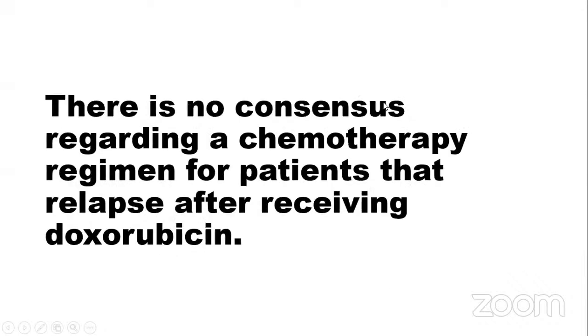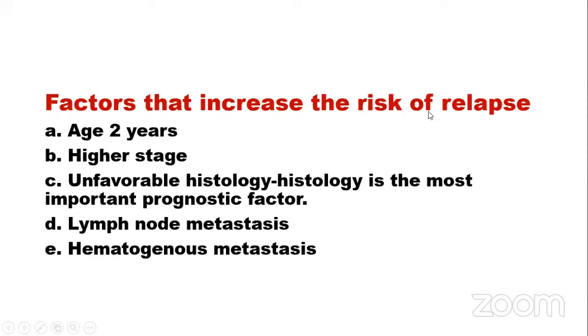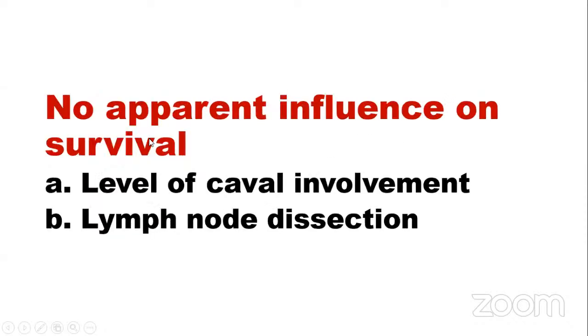There is no consensus regarding chemotherapy regimens for patients that relapse after receiving doxorubicin. Factors that increase risk of relapse: age over 2 years, higher stage, and unfavorable histology. Histology is the most important prognostic factor. Lymph node metastasis or hematogenous metastasis also increase the risk of relapse. The level of caval involvement or lymph node dissection has no apparent influence on survival.